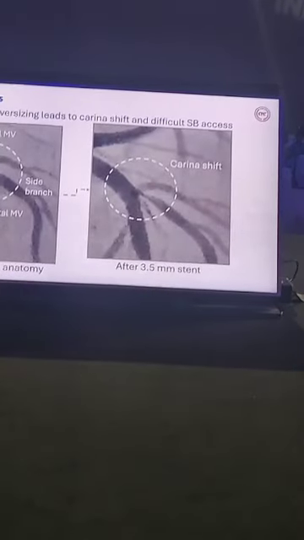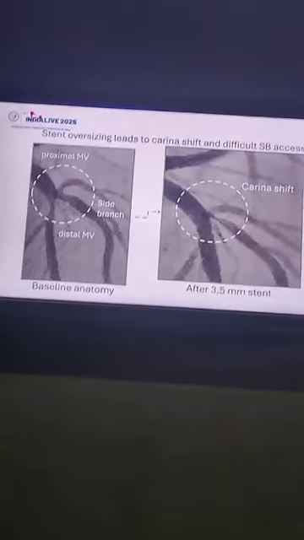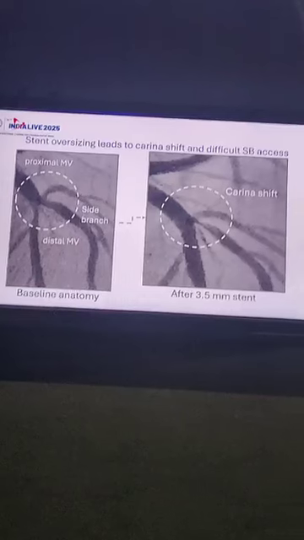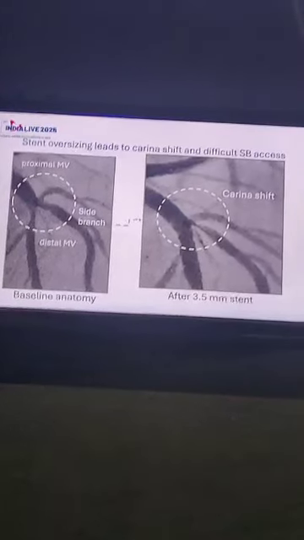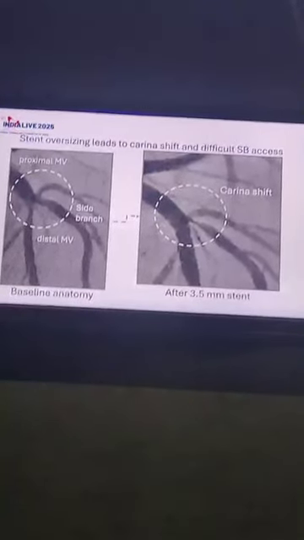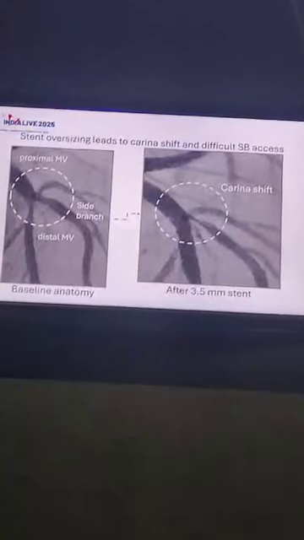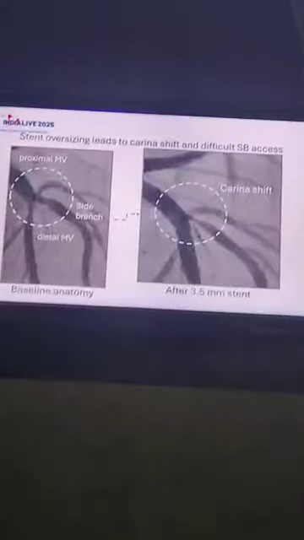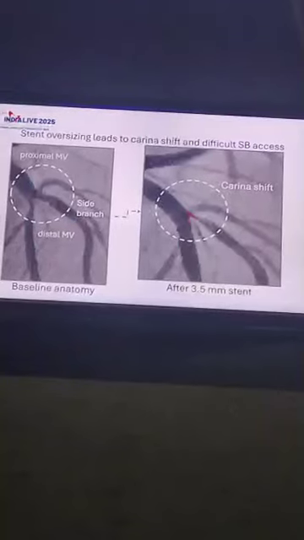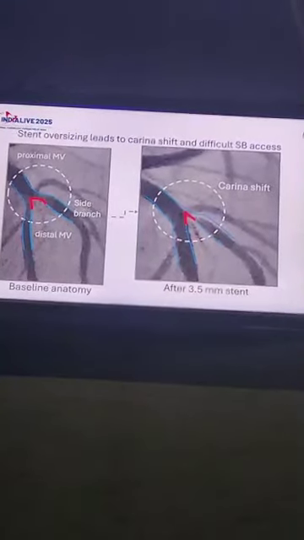Here you have another example of how, if you overstent, you might have a different mechanism also, at the same time that you don't have a plaque at the origin of this lateral branch, where you have a shifting of the carina that is going to compromise the branch. The angle was totally changed by the stent implantation.